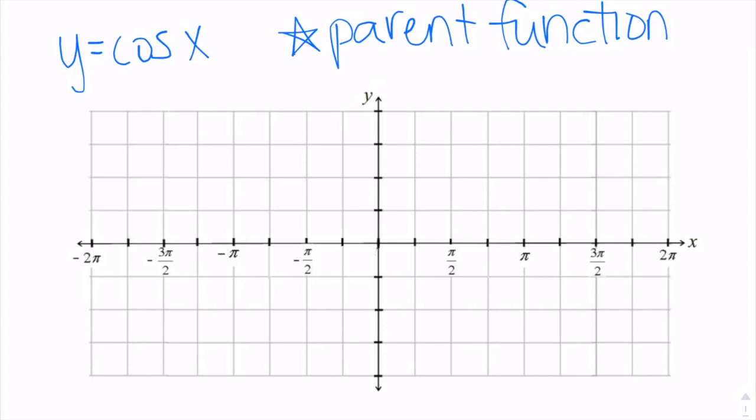Okay, so your parent function for cosine of x is actually coming from your unit circle. If you were to evaluate cosine on your unit circle at 0, you would be up at the value of 1 right here. Now if you evaluate the cosine function at pi over 2, you're at 0 for your x value. And then when you evaluate at pi on your unit circle, you're at -1. When you evaluate at 3 pi over 2, you're at 0. And when you evaluate at 2 pi, you're at 1.